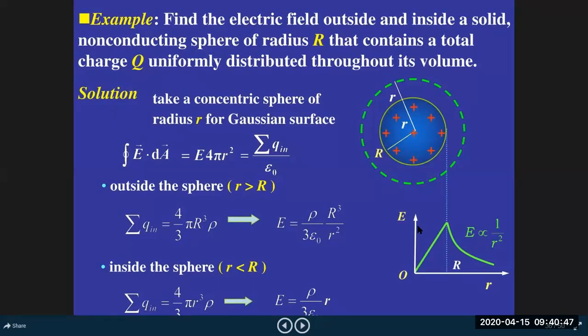So now plot the graph in this way, and as distance increases from the center of the non-conducting charged sphere, electric field increases directly proportional to distance up to the surface of the sphere. And after that, if you move outwards of the sphere, away from the surface of the sphere, now electric field becomes inversely proportional to square of distance. So graph will be like this. Okay.